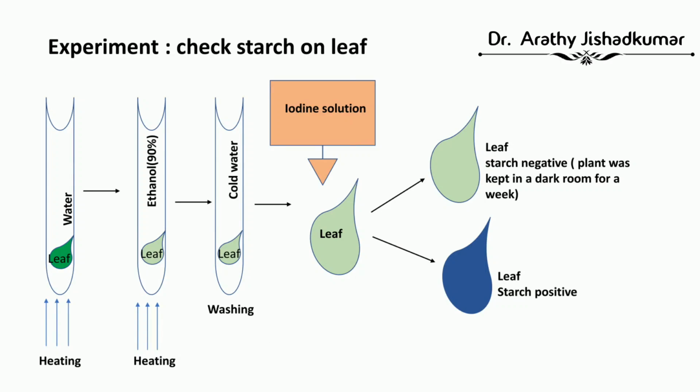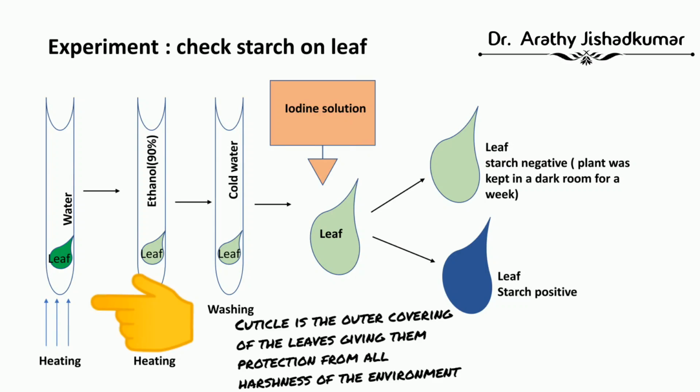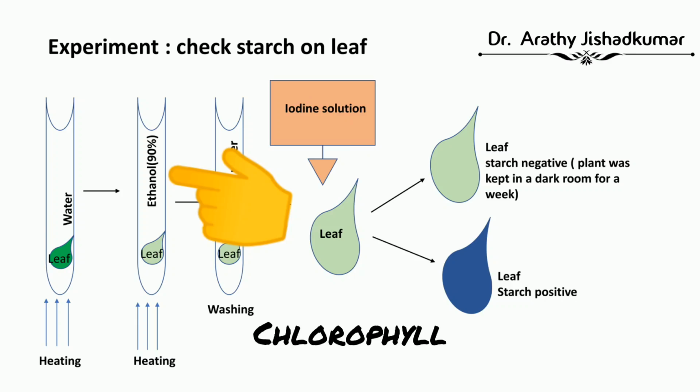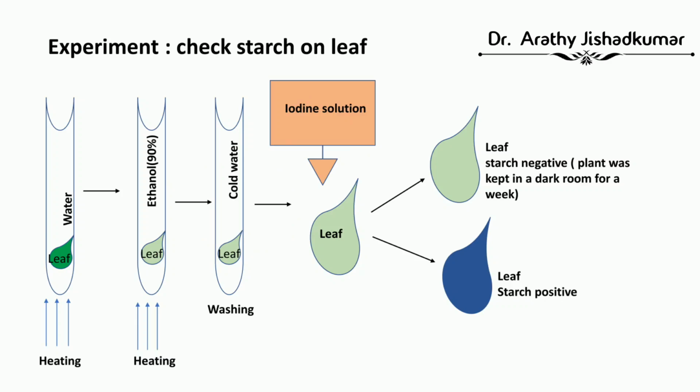Second step, take both the leaves and boil them in water for a few minutes. This is to kill and remove the cuticle. Third step, take the same leaves and heat or boil them in 90% ethanol to remove the chlorophyll from the leaf. Fourth step, now wash the leaf in cold water to make it sturdy. Fifth step, now dip the leaf in iodine solution.